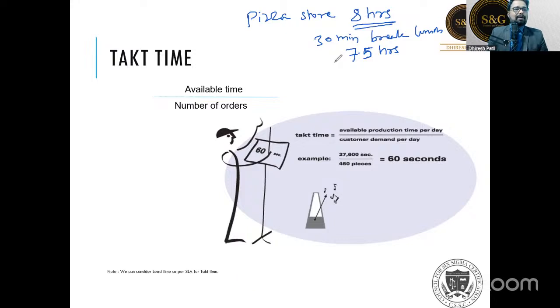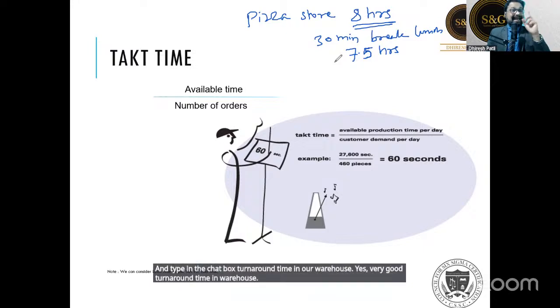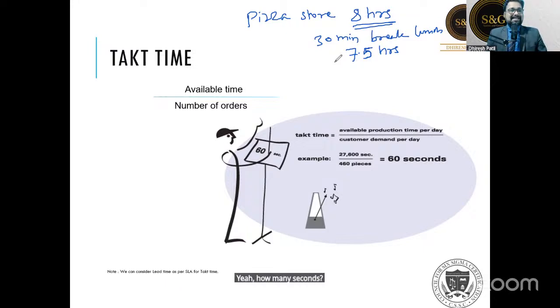Turnaround time in our warehouse. Yes, very good. Turnaround time in warehouse. How many seconds? We are talking about seconds here. How many seconds is 7 hours 30 minutes? 27,000, is it? Everybody on the same page? I'm not calculating. 27,000 seconds, right? So this is called available time. Available time is equal to 27,000 seconds.